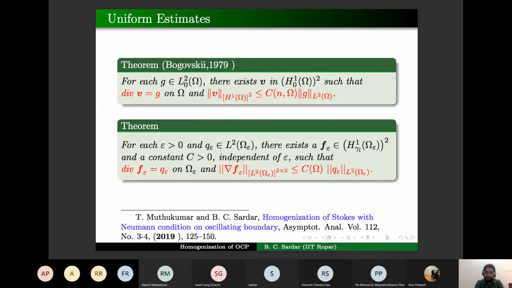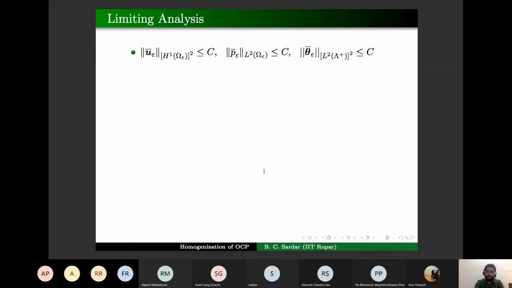We obtained a similar Bogovskii operator type of result earlier in our work: for every epsilon positive, given psi epsilon in L2 of omega epsilon, we find a function f epsilon which solves this problem, the divergence of f epsilon equal to psi epsilon, and we also have this estimate. Using this estimate and the earlier Poincare inequality, we get the uniform bound for U epsilon.